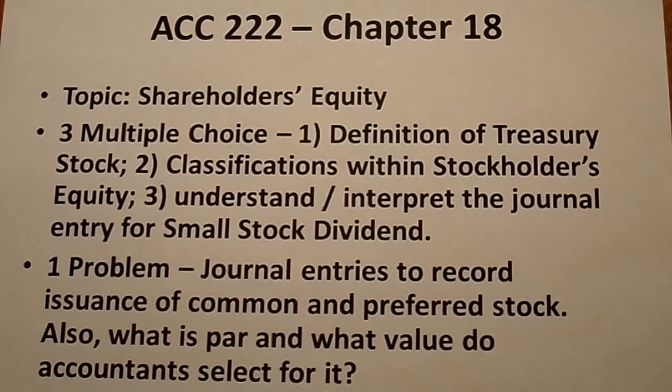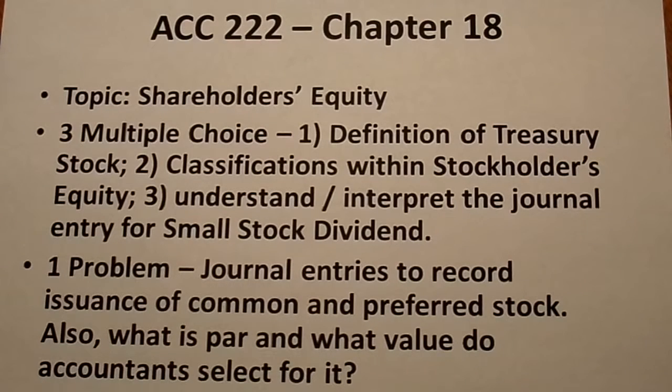For Chapter 18, we're going to be looking at shareholders' equity, and there are 3 multiple choice questions. The definition of treasury stock, classifications within stockholders' equity, and you're going to have to understand and interpret the journal entry for a small stock dividend. There's one problem in Chapter 18, and in this problem, you're going to have to do some journal entries to record the issuance of common and preferred stock.